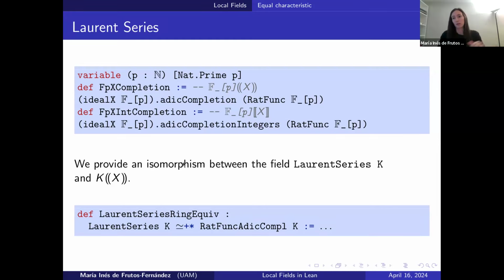Often in mathematics, it's more convenient to work with the identification of this completed field with the field of Laurent series over F_p. And this is something that we have done in general for any field K. For any field K, we provide an isomorphism between the field of Laurent series over K and the field K((X)) constructed as the X-adic completion of the field of rational functions.